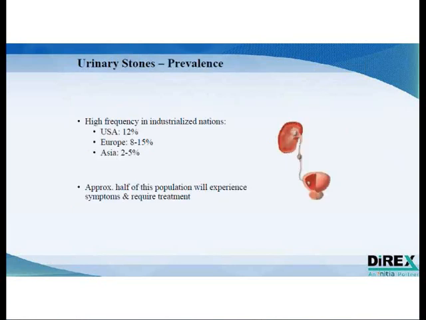The frequency of stones, as explained earlier, depends on the region and climates. Here are some examples of prevalence of stones. Stones are very prevalent in the United States and in Europe, much less in Asia or in Africa, for example, where the prevalence is much lower.